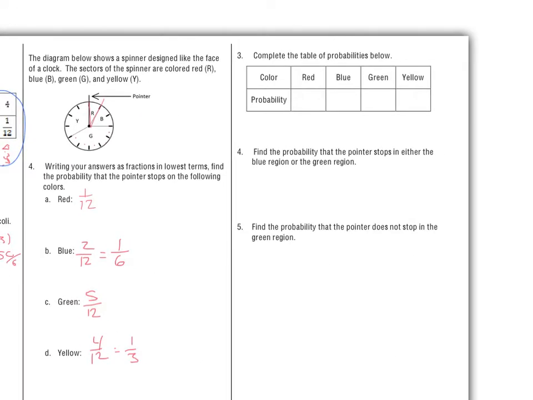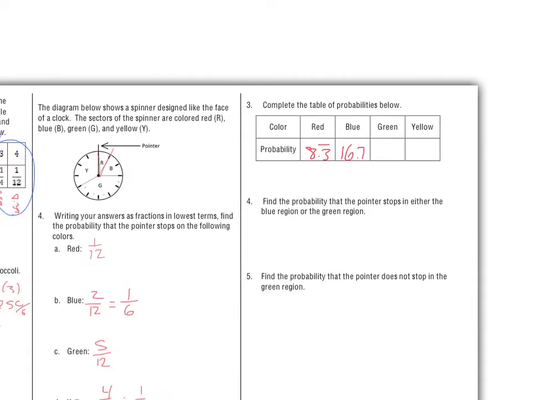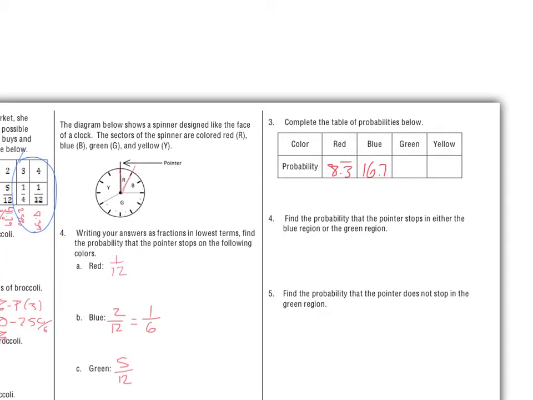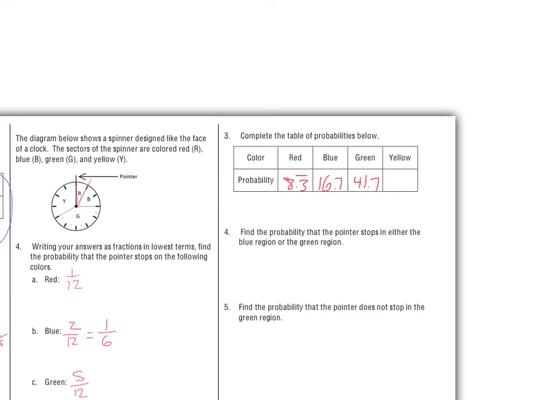All right, so it says complete the table below. Well, the probabilities, we've already written them down there. You can change them to percents to put them in the table. If you were going to do that, we know this 1 out of 12 we've seen a couple times today is 8.3%. The blue 1 out of 6, we've seen that a couple times today, 16.7%. The green, which is 5 out of 12, we've seen that once today. That's the 41.7%. Again, these are rounded. And the yellow is 1/3 or 33.3 repeating percent.